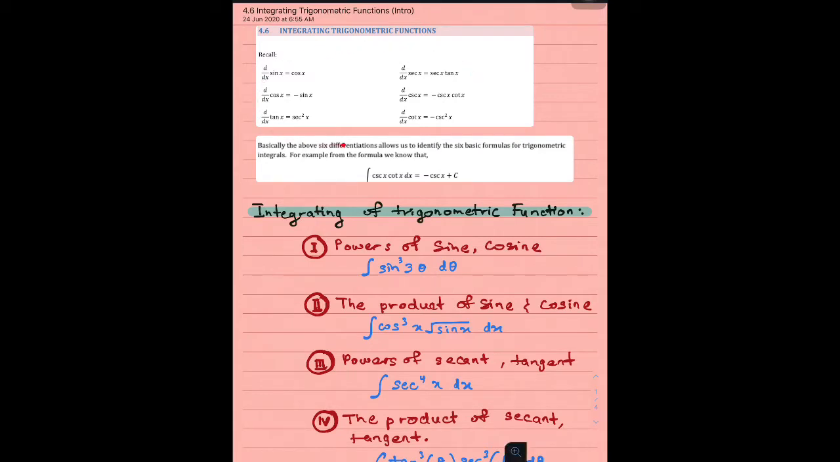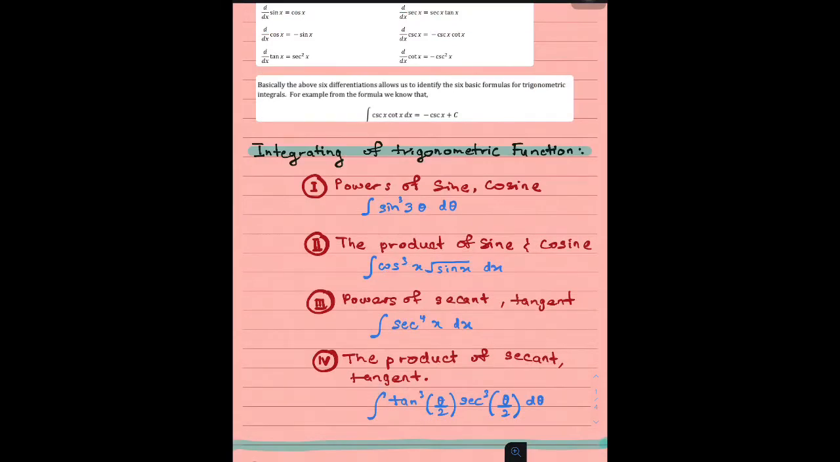Now I want to explain topic 4.6, which is integrating trigonometric functions. These are the derivatives of trigonometric functions. In this topic, it is basically to find the basic formulas of trigonometric integrals. That means when we integrate cosecant x cot x dx, we will get negative cosecant x plus c.